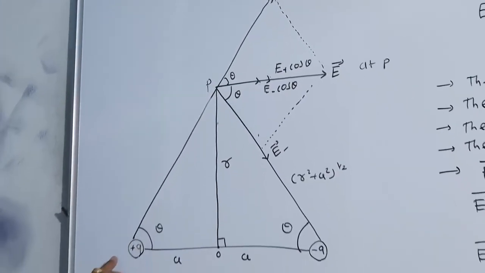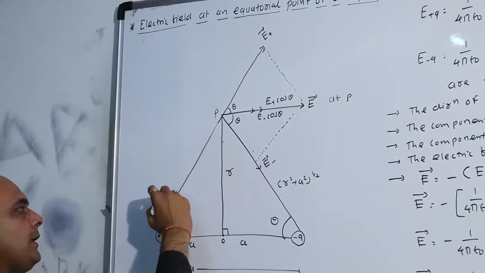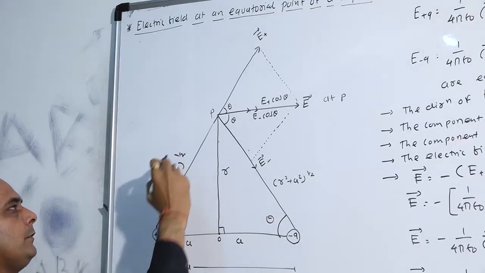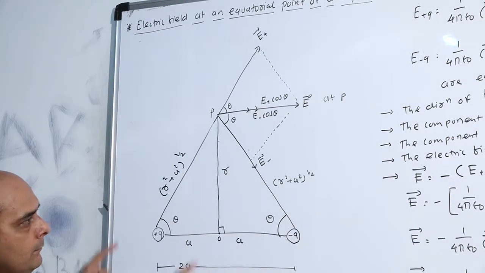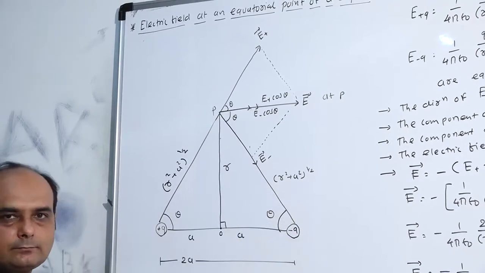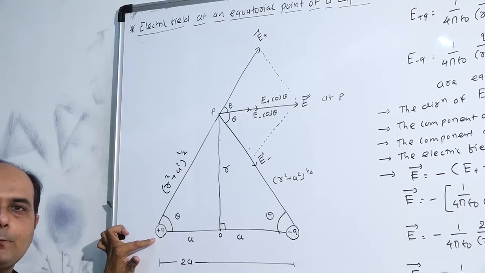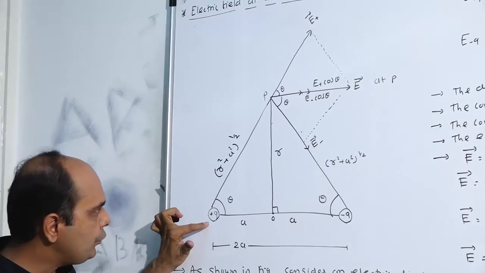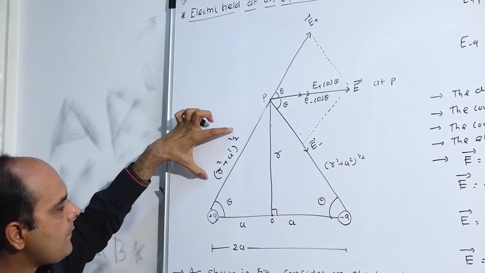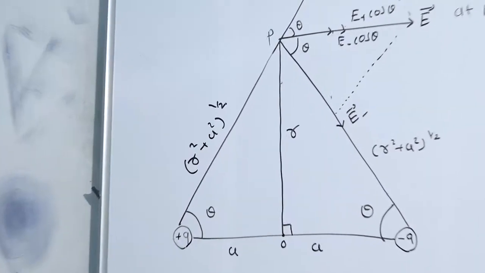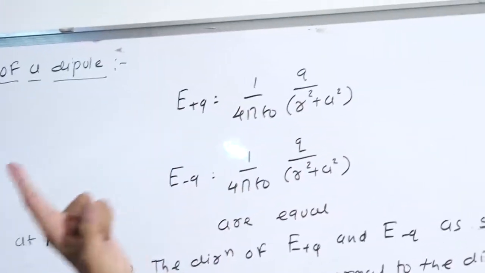So this much distance from the plus q charge to point P is denoted by (r square plus a square) raised to 1 by 2 from the Pythagoras theorem. These two distances are the same. Okay. So due to plus q charge, it is 1 upon 4 pi epsilon 0 q upon the square of this distance. Students, by making a square, the 1 by 2 cancels, so that 1 upon 4 pi epsilon 0 q upon (r square plus a square).